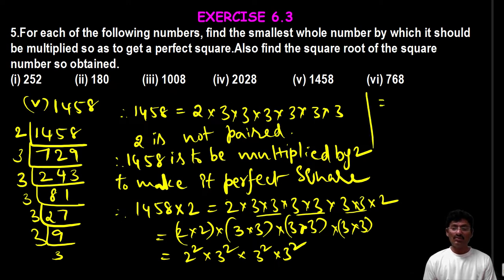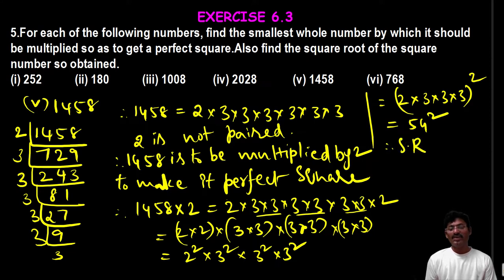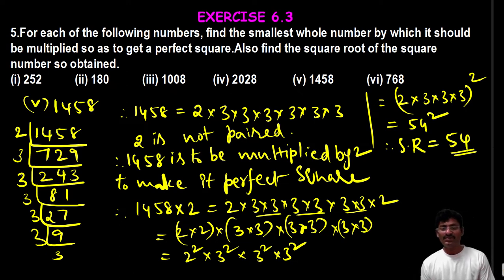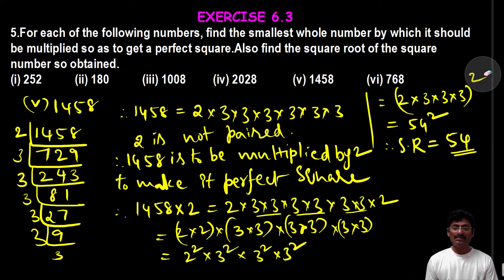So that is equal to, we can write this one as 2 times 3 times 3 times 3 whole square, which is equal to 2 times 3 is 6, 6 times 3 is 18, 18 times 3 is 54. So 54 square. Therefore, the square root of the resulting number is equal to how much? 54. Okay, let us go to the next problem.